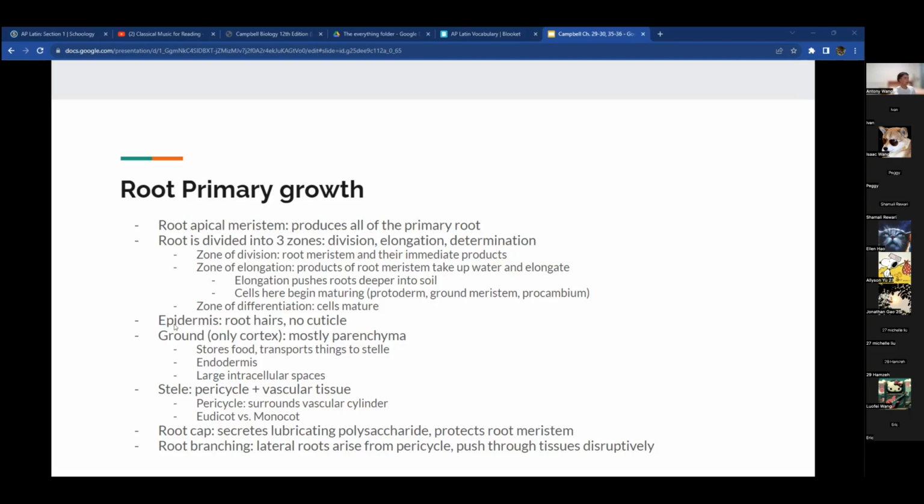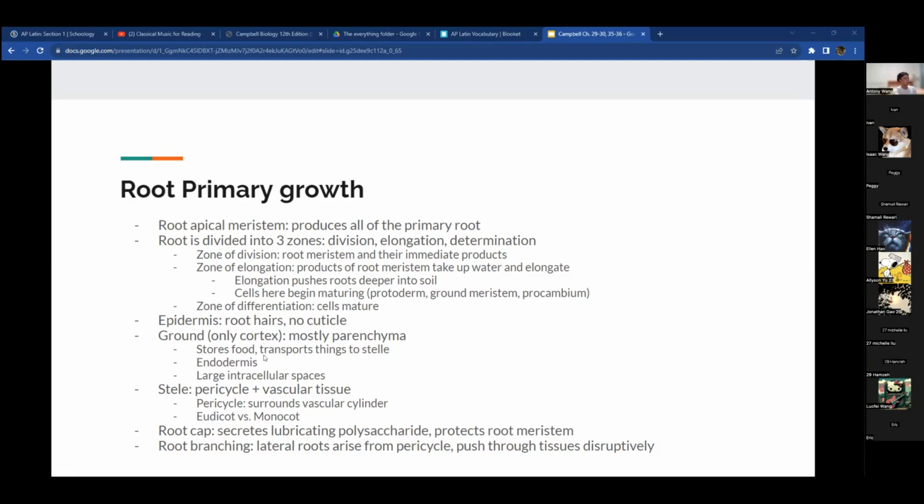So here are the 3 different tissues of the roots. You have the epidermis. It has root hairs. These are small finger-like extensions that increase the surface area of the root, making it easier for the root to absorb nutrients. It doesn't have a cuticle. Then you have the ground tissue, which is mostly parenchyma. It stores food and transports water and ions to the vascular tissue.